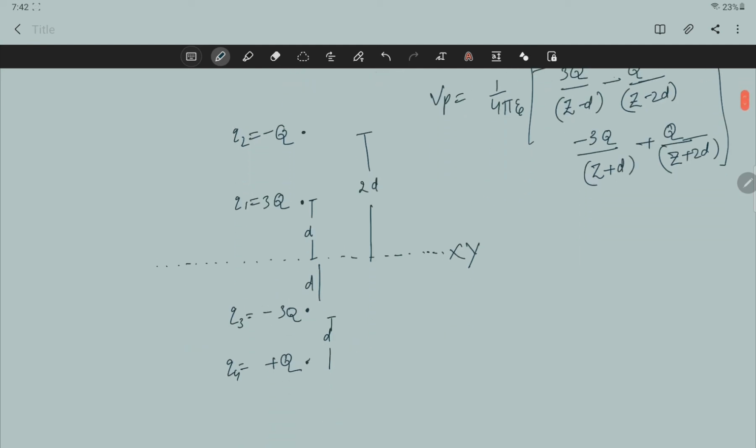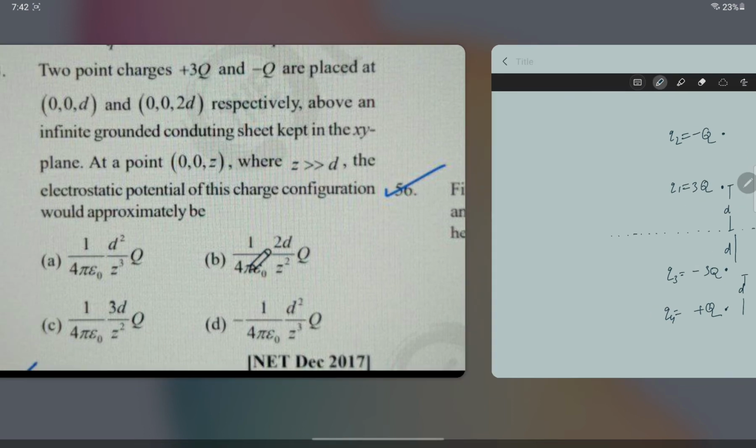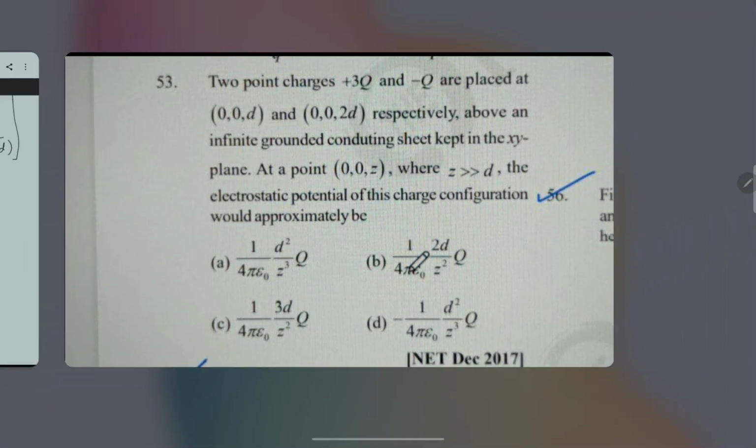Now we are given that z is very large compared to d. Let me show you this. So yeah, we can see z is very large compared to d, so let's do the problem.